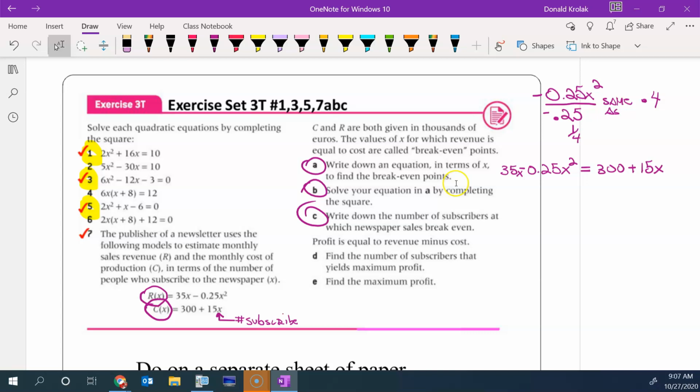Okay. So let's see. Divided by 2. Right there. And then half of that is going to be 1/4 squared. Okay.